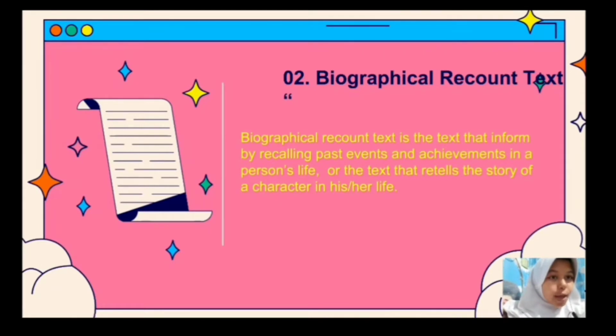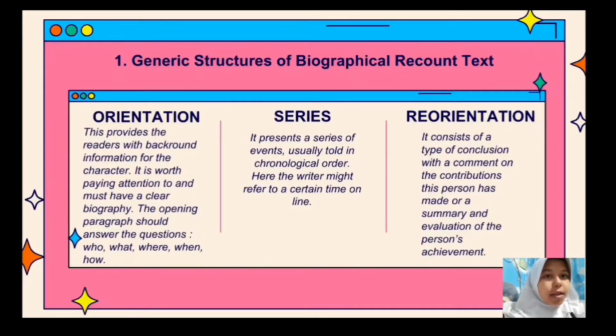Biographical recount. Biographical recount is the text that informs by recalling past events and achievements in a person's life, or the text that retells the story of a character in his or her life. The first, general structure of biographical recount: orientation. This provides the reader with background information for the character. It is worth paying attention to and must have a clear biography. The opening paragraph should answer the question who, what, where, when, and how.